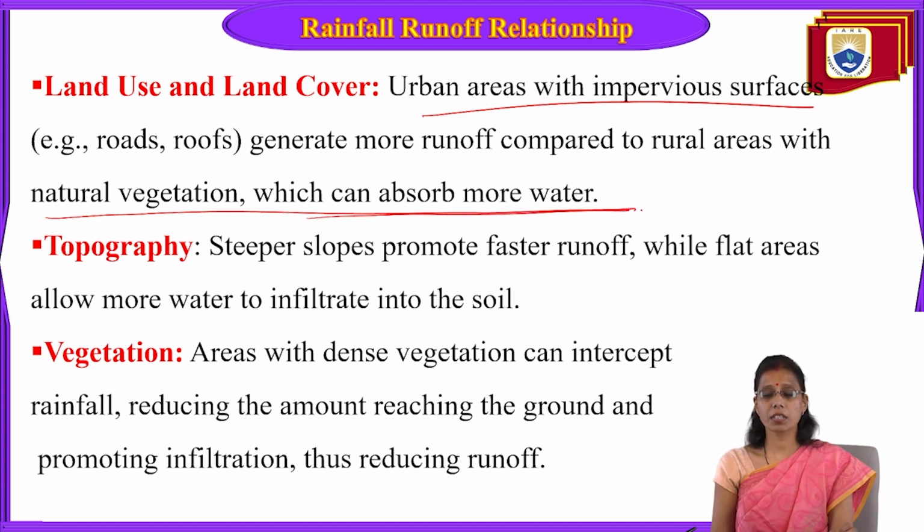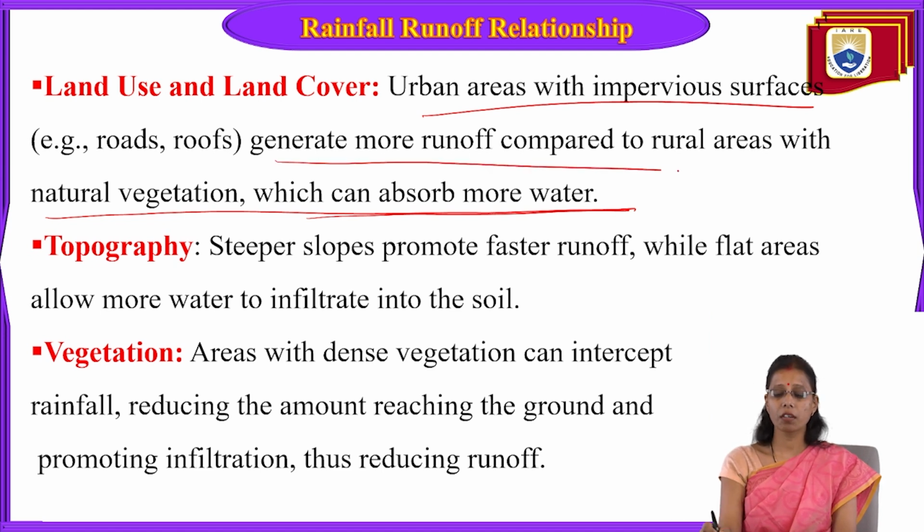So urban areas which have impervious layers, like roads, generate more runoff. If we lay pervious pavements in such urban areas, which have the capacity of absorbing the water, the runoff will be less. That will help us to reduce the runoff there. Urban areas generate more runoff compared to rural areas with natural vegetation, which can absorb more water.